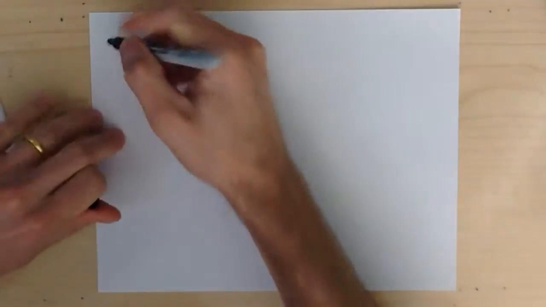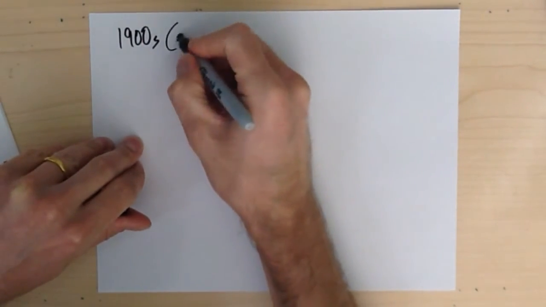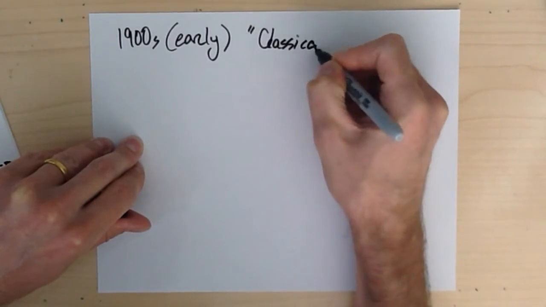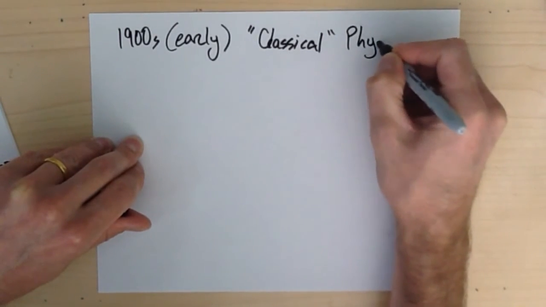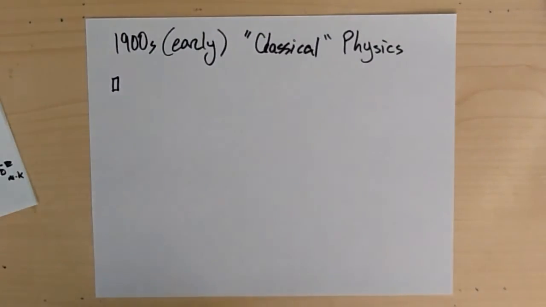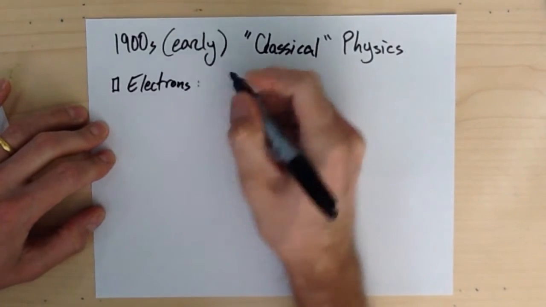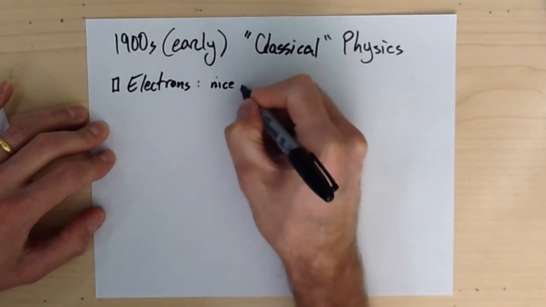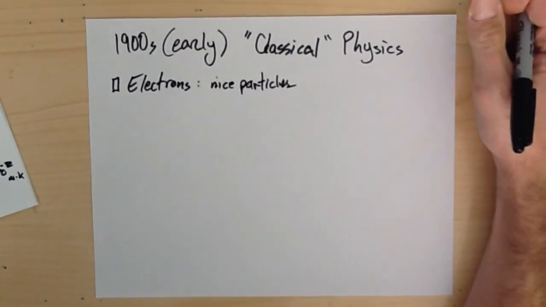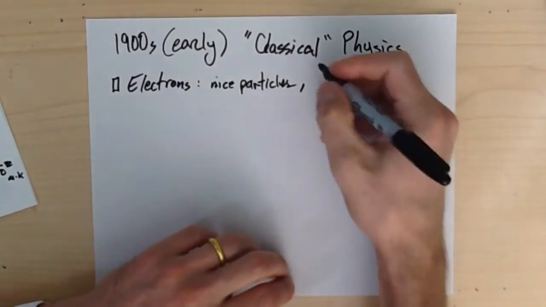So let's begin with the understanding of physics in the early 1900s, and in particular, the view of classical physics. And the view of classical physics as it pertains to atoms really begins with electrons. And at that time, electrons were seen as nice particles. And by that I mean that an electron was seen to obey the same kinds of laws as baseballs or any other particle, baseballs and bullets.